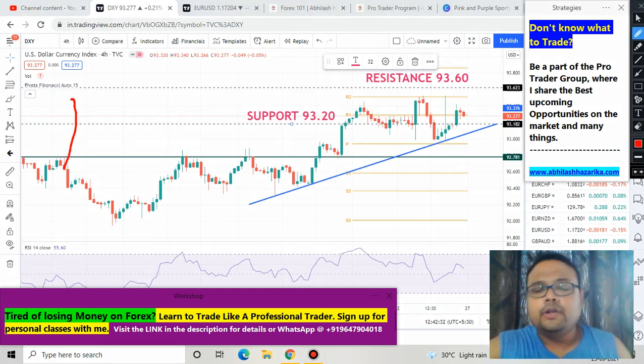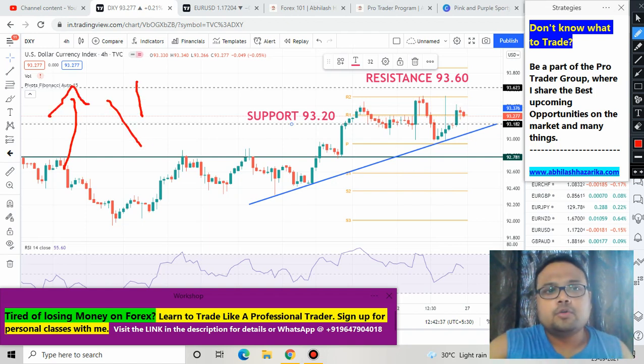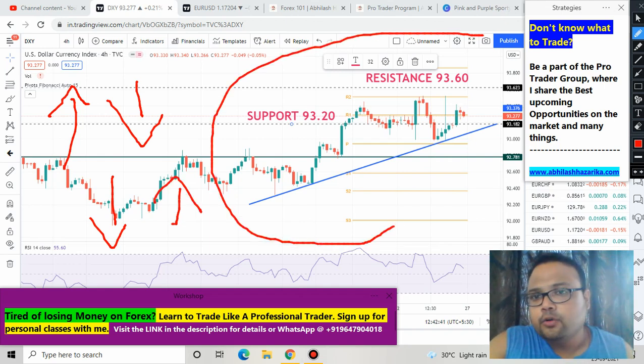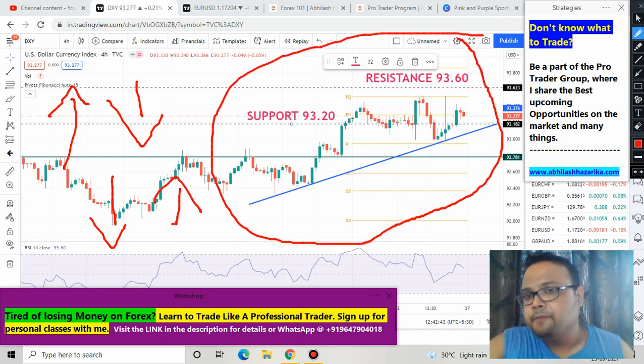and there is a correlation with the chart of Euro USD. When dollar goes up, Euro goes down, and when dollar goes down, Euro goes up. Right now you can see that US dollar is in an uptrend, and there is a possibility that after the market opening, US dollar will be taking support at 93.20 level and bounce.